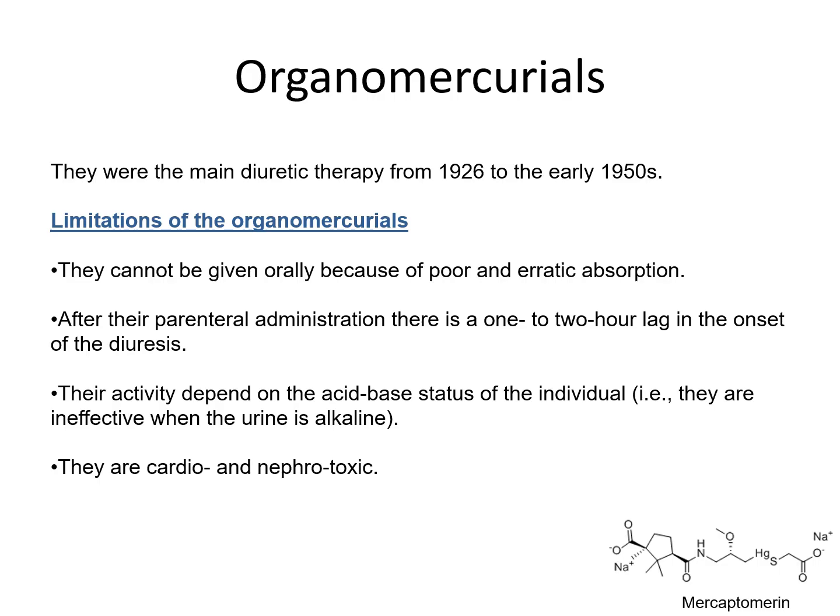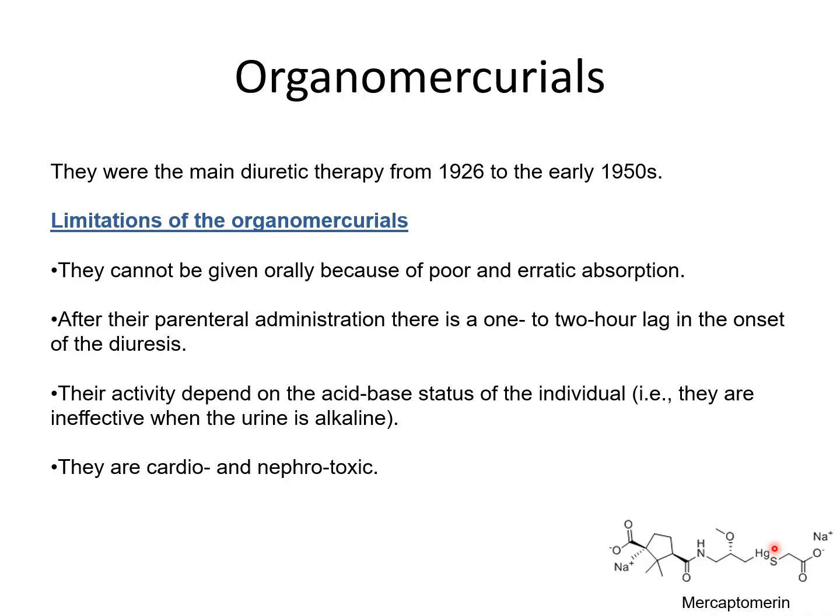These are the oldest loop diuretics, discovered in the 1920s, and they were used from the 1920s to the 1950s. From their name, organomercurials, they contain mercury. Structurally, you can see this is one of these compounds. It's called mercaptomerin, and you'll see this is the mercury that we talked about in their structure.